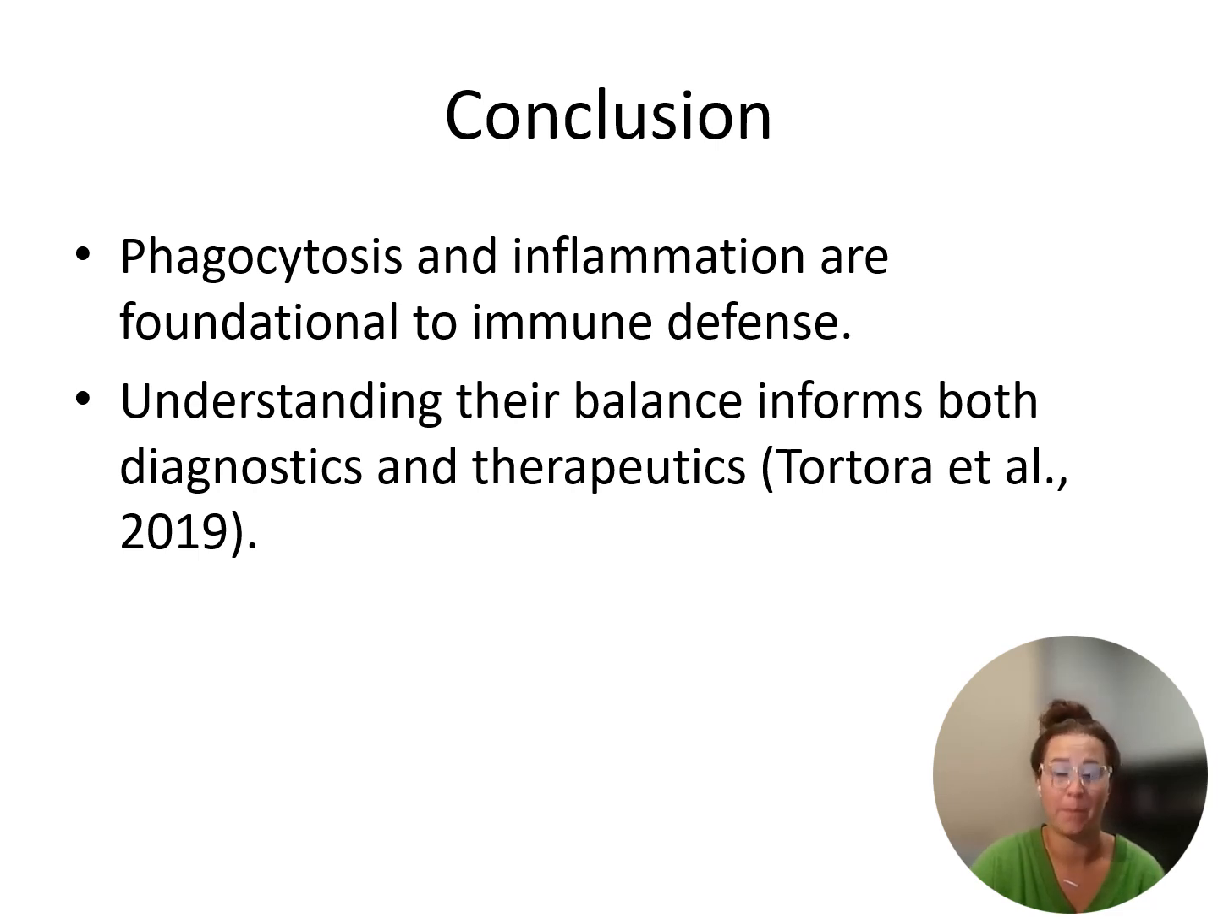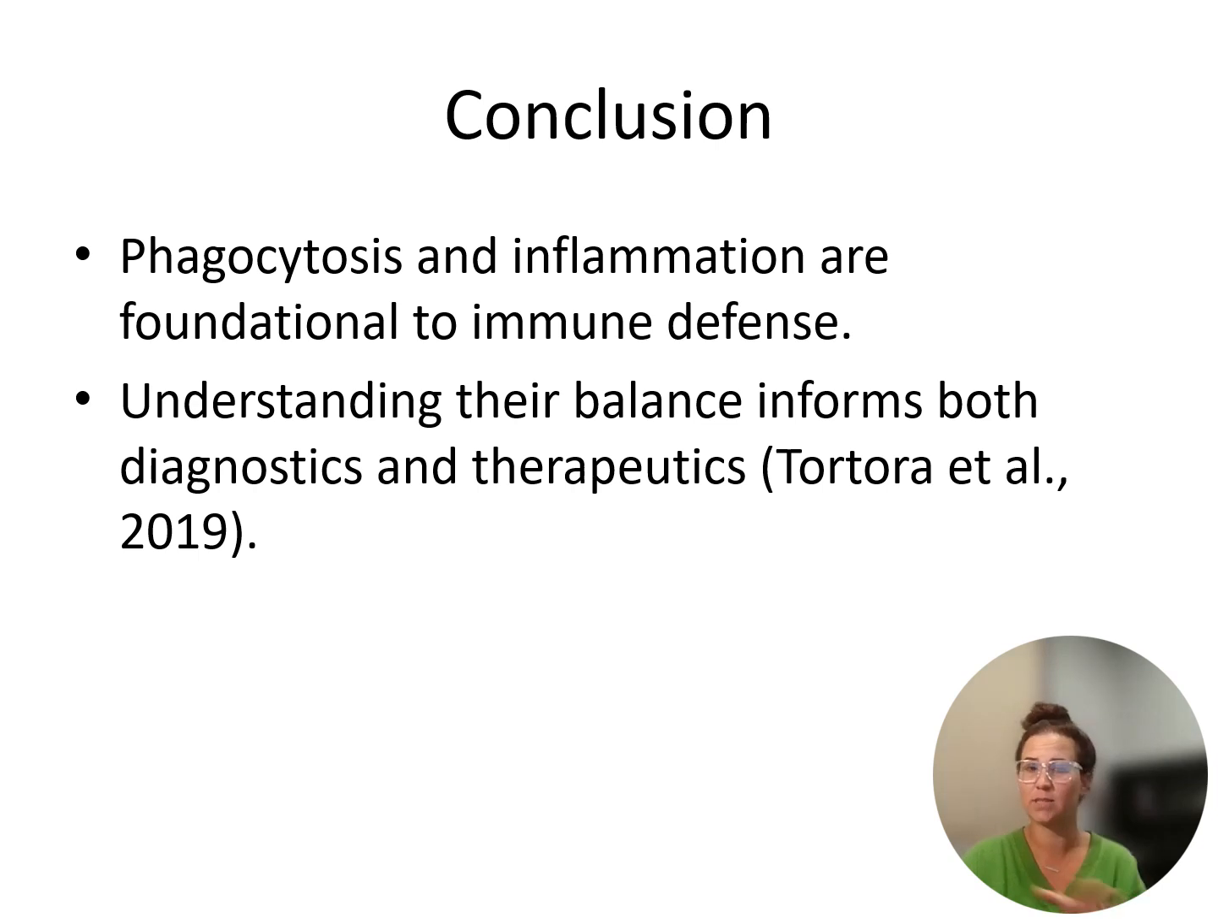So, to wrap up, phagocytosis and inflammation are indispensable for host defense, but their balance is very important. Too little leads to infection. Too much causes tissue damage. So some things to think about as you walk away from this.